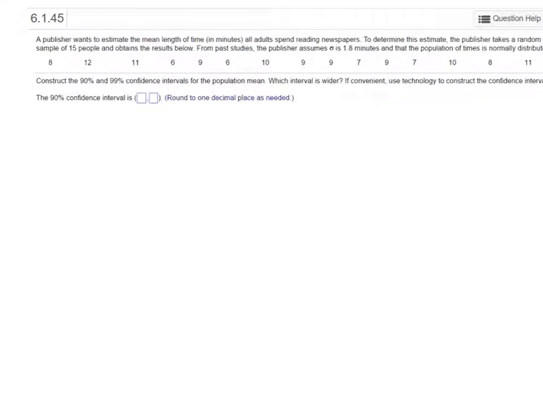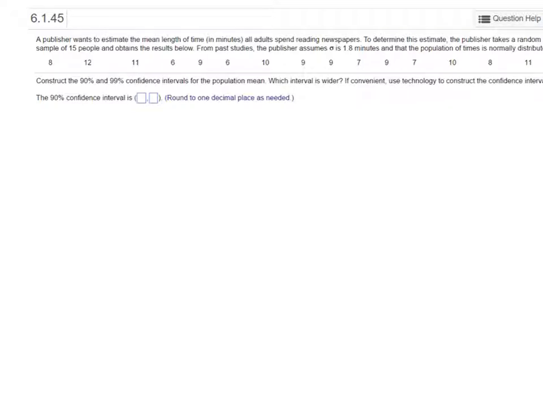This is number 6145 in our homework for lesson 6.1, where we're asked to use this data and construct the 90 and 99% confidence intervals for the population mean. Then we'll be asked to identify which is wider in the end.